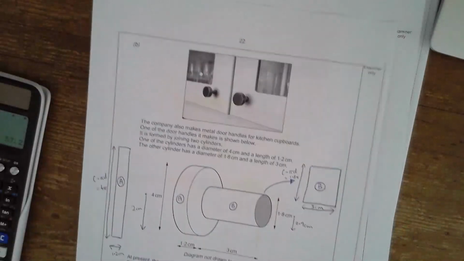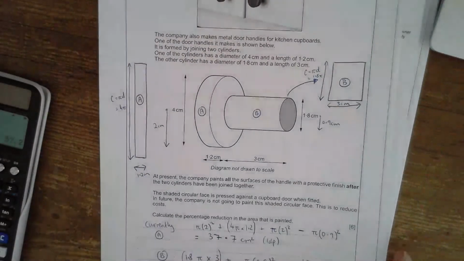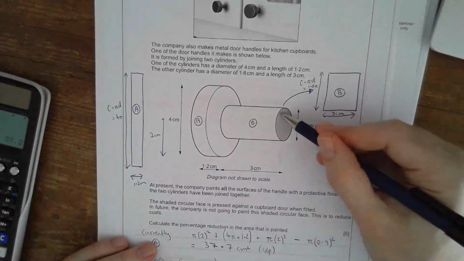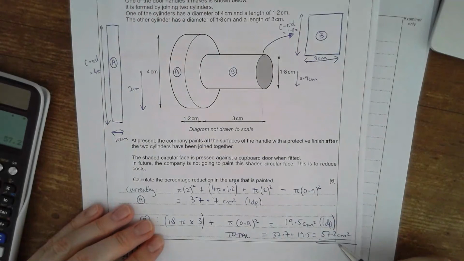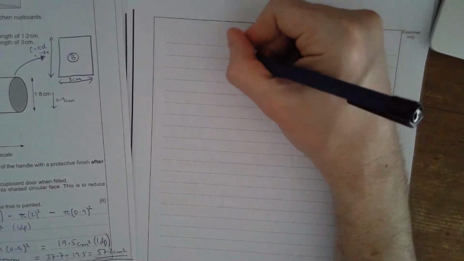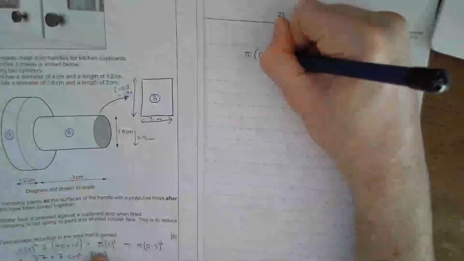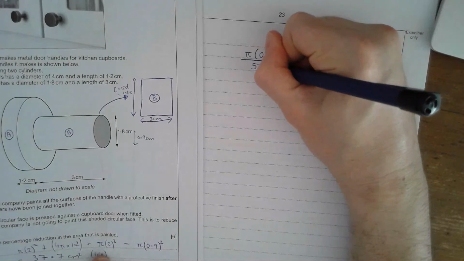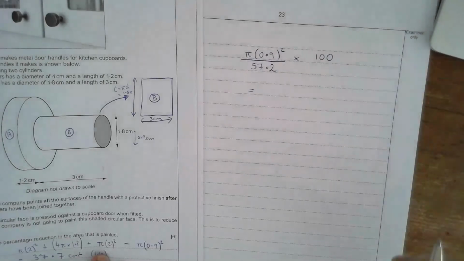Now, going on to the other page, what I need to do is work out, it says, calculate the percentage reduction that the area is painted. So what I need to do is work out how much area this shaded circle is, and then divide it by what the total is, or what the previous total was, that 57.2, and then times that by 100, okay? So I'm going to work out the area of this shaded circle, so that's going to be pi brackets 0.9 squared divided by the total area that used to be painted, so 57.2, and then times by 100, and that will tell me what the percentage reduction is.